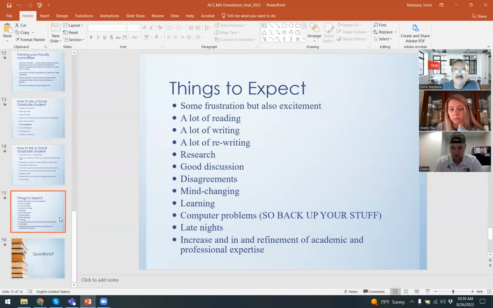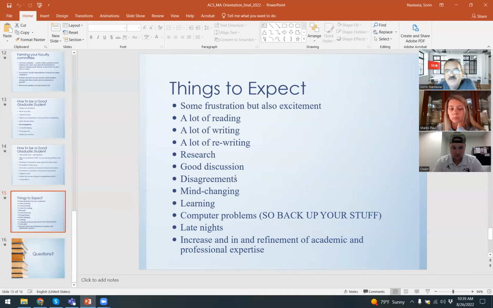Things to expect, and this is my last slide. Some frustration, but also excitement, a lot of reading, a lot of writing, a lot of rewriting, and don't be baffled if a professor will give you back something that, being your baby, you thought it was perfect. But you know, sometimes you are asked to do rewriting.